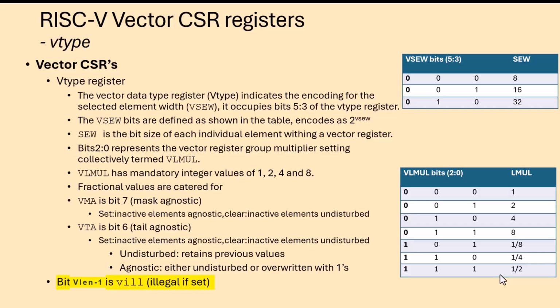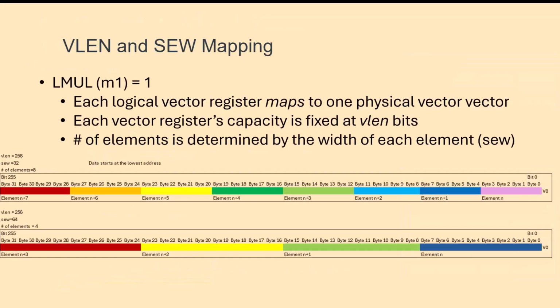The illegal bit is the highest bit, so it'll be the vill bit, at position XLEN-1. To reiterate, each logical vector register by default maps to one physical vector register. Each vector register's capacity is fixed at VLEN bits. The number of elements is determined by the selected element width. The grouping is determined by LMUL, which changes the one-to-one correspondence of logical to physical.